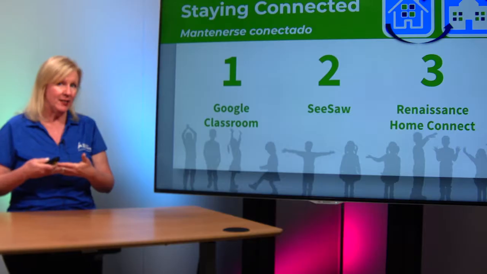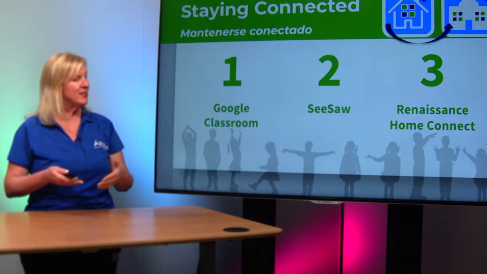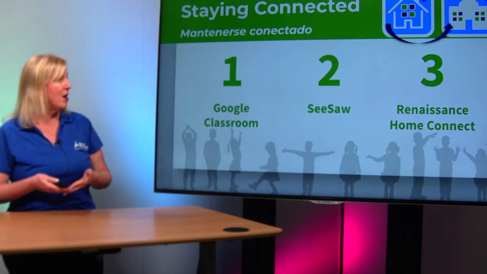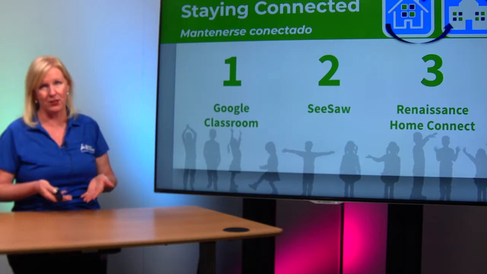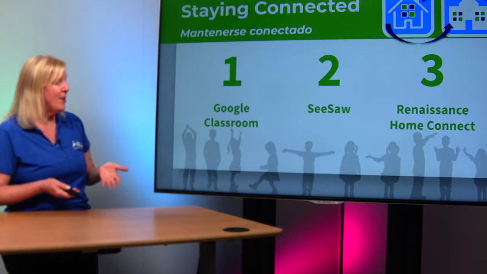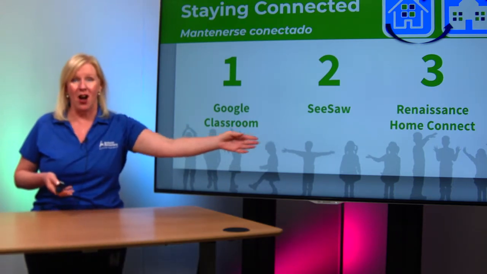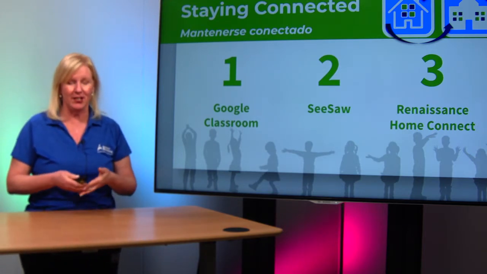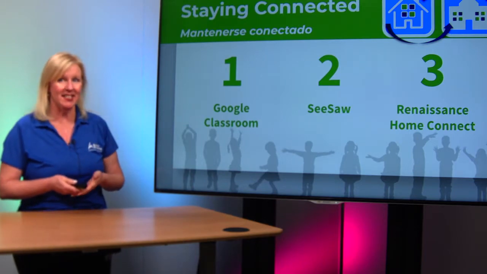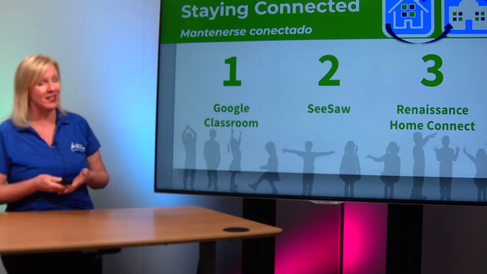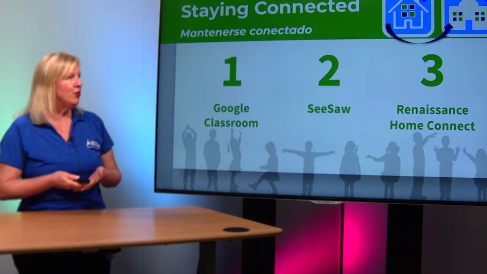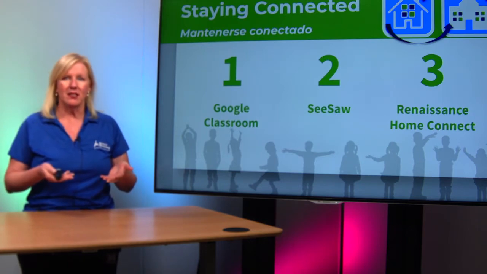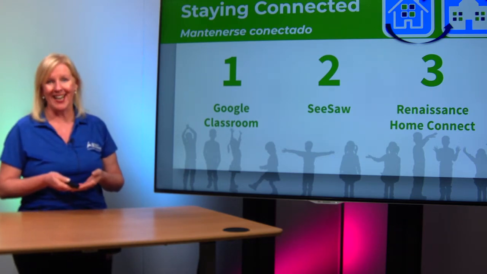I have a child in the district, and I've been signed up as a guardian in his Google Classroom, and I receive daily emails about his progress on activities that the teacher has assigned him. This same access is available in Seesaw if you have a primary grade student. You can ask your child's teacher for guardian access in Seesaw so that you can keep up on what the assignments are. Another great way to keep connected in an automated way is to sign up for Renaissance Home Connect.